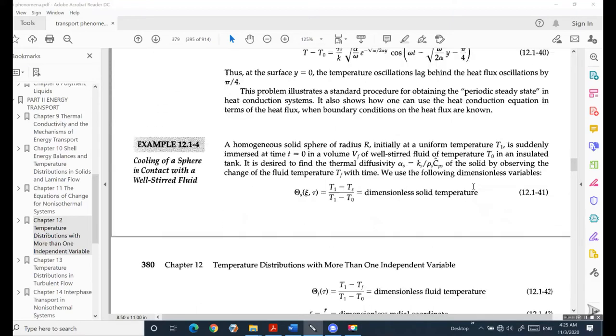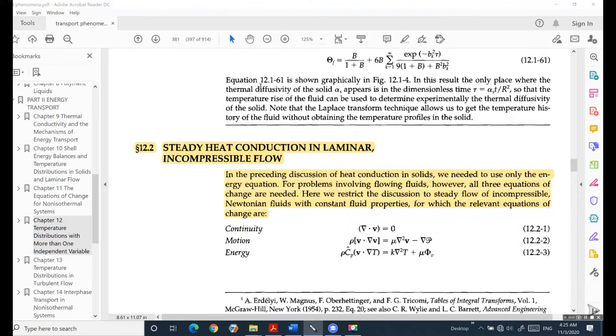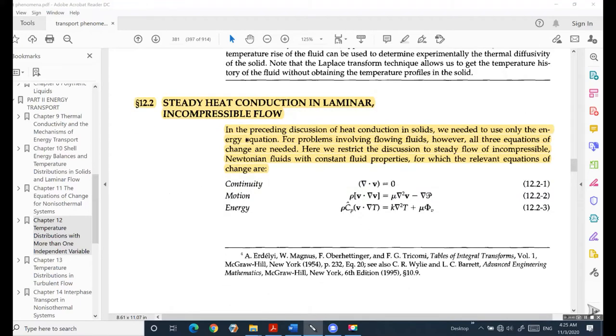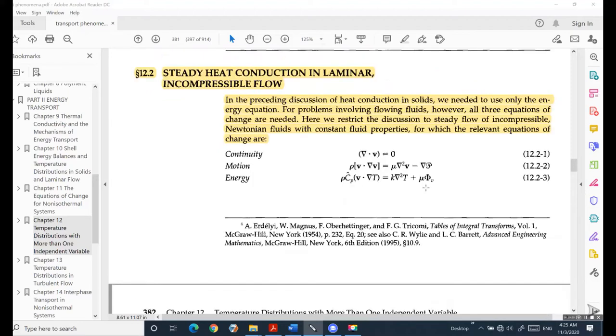Okay, now we skip some other types of problems here. We have seen that the temperature just depends on time and one spatial variable. The second type of problem we can call steady state heat conduction in laminar incompressible flow. Different from the solid type of problems, we have fluid here. That's why we need to solve first the continuity equation in this form, then the equation of motion in this form. Finally, we need to solve the energy equation using this final form. The solution of these three equations simultaneously is going to give our temperature distribution for steady state conduction in laminar incompressible flow.